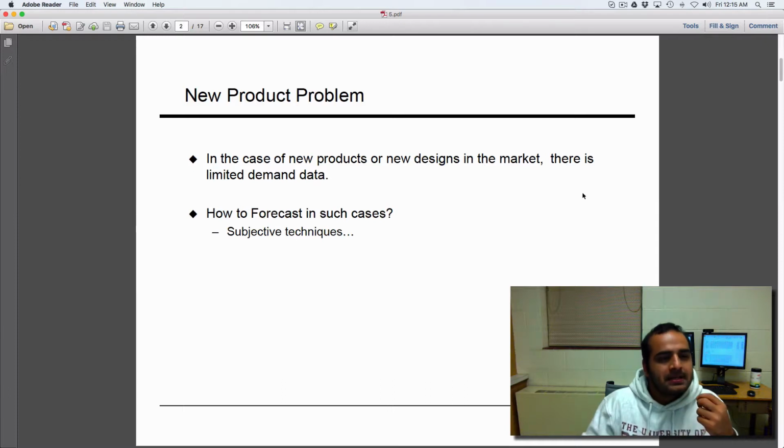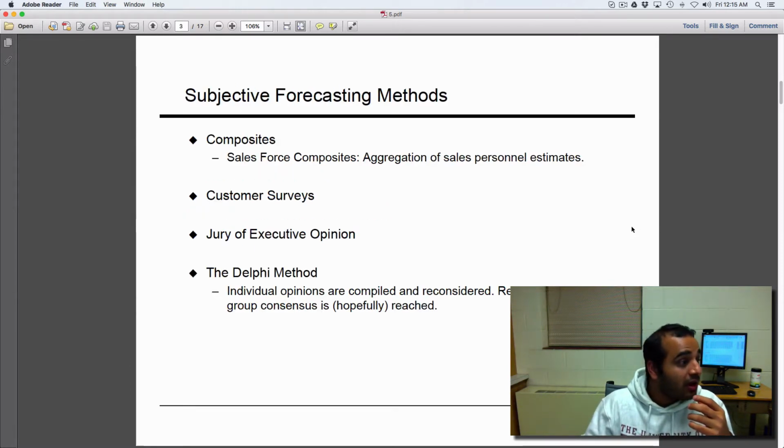Okay? So in this session, we're going to forecast new products and we're going to look at how to fit distributions. Basically, the forecasting problem for a new product is really a difficult problem because we don't have enough data. There's limited demand data. How do you forecast in such settings?